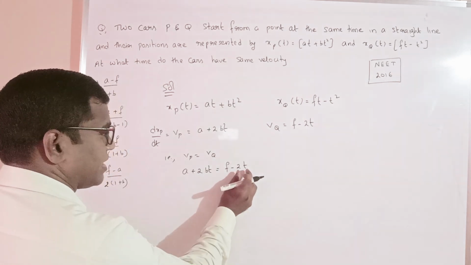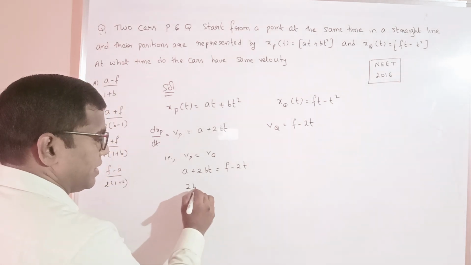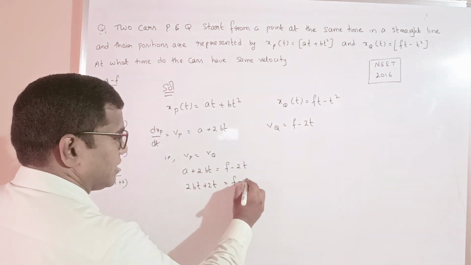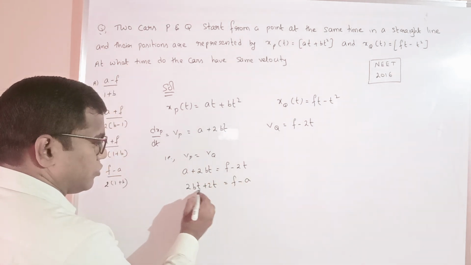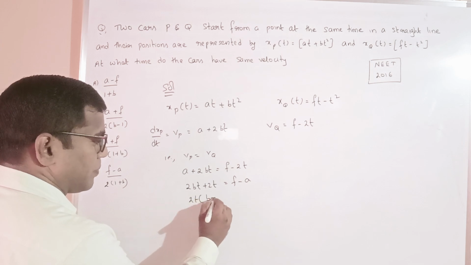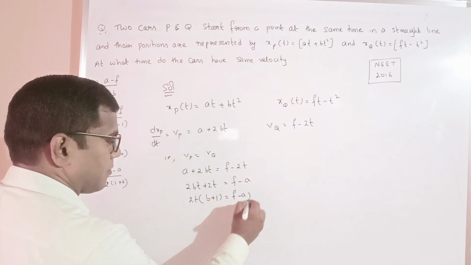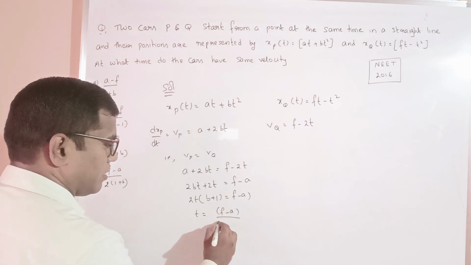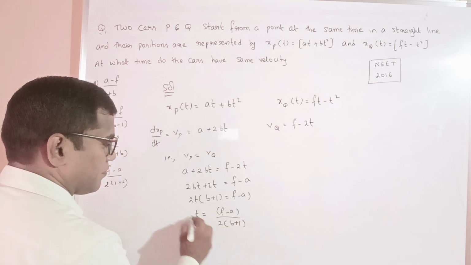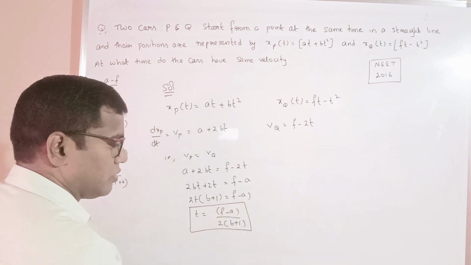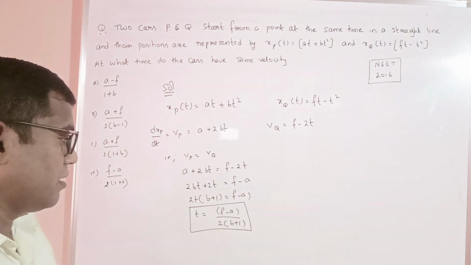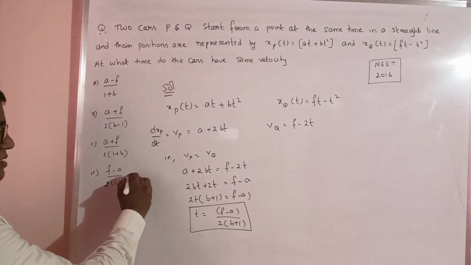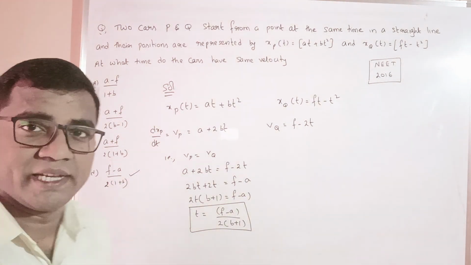Here minus 2t is there, so I bring it to this side. 2bt plus 2t, and a goes to the other side, f minus a. Here 2t is common, so 2t into b plus 1 is equal to f minus a. So t is equal to f minus a upon 2 into b plus 1, and here option D is the correct one.